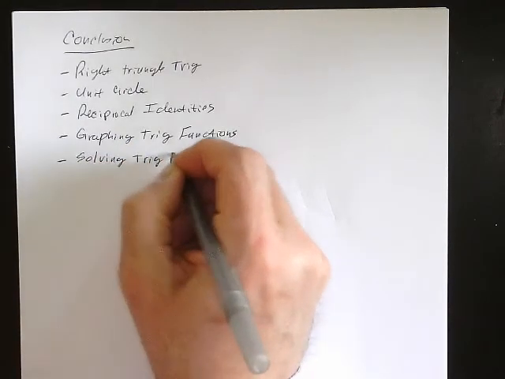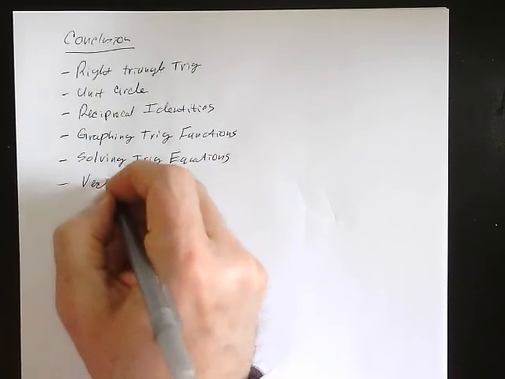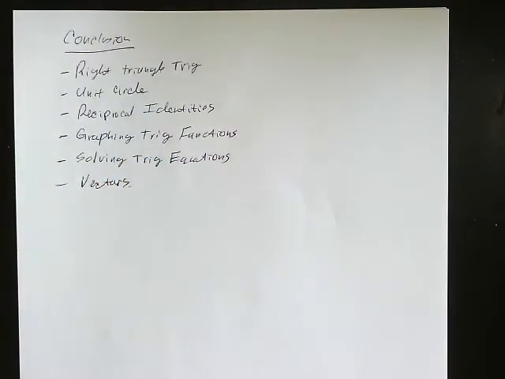Once we finished graphing trig functions, we did solving trig equations. And then we ended it with vectors, okay? So a lot of this is just laying a foundation for what you'll be doing in the next course, pre-calculus. They'll go into all of this in a lot more detail, and you'll be doing a lot more interesting and fun things with this. So that concludes college algebra with trig.